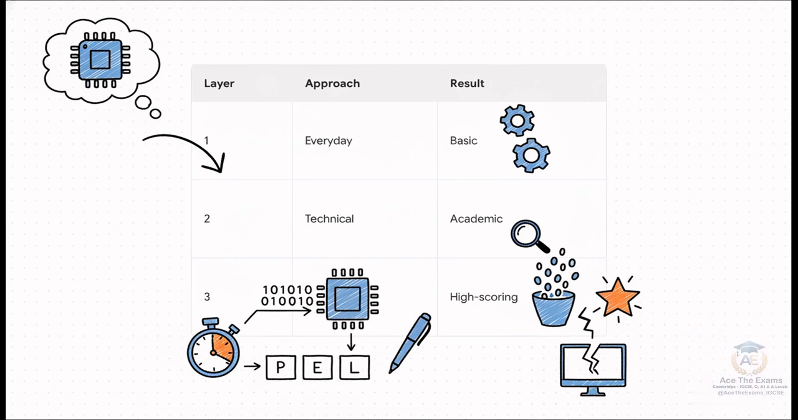This is where you deploy the PEEL framework. You make your point, you provide evidence using the very specific binary values given to you in the exam question, you explain the mechanical process of that extra bit physically falling off the register, and then you link it all back to the specific system crashing in the provided scenario. This layer 3 approach is deliberately shaped for time pressure, and it is the only way to guarantee a high-scoring answer.